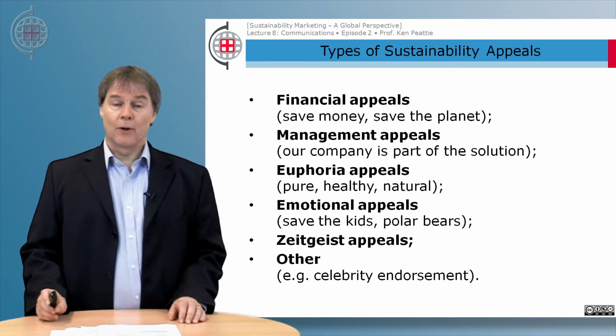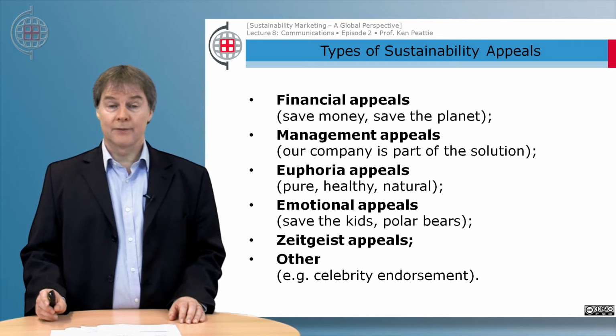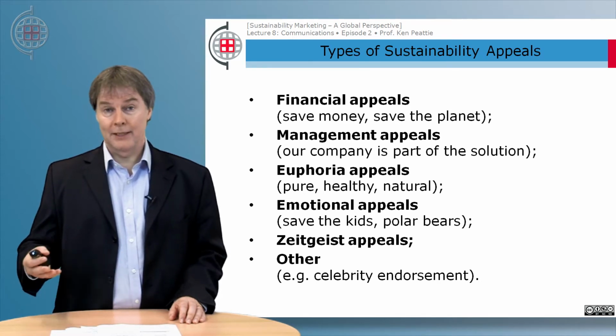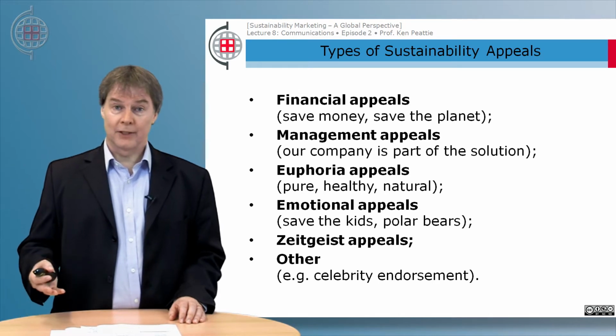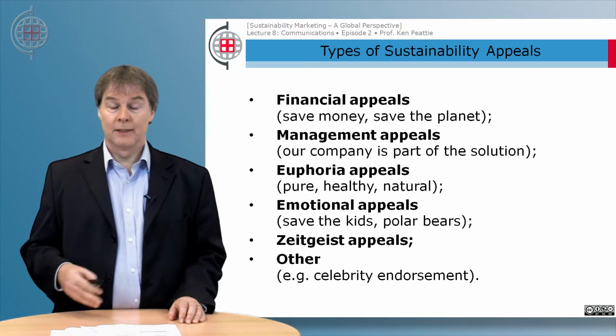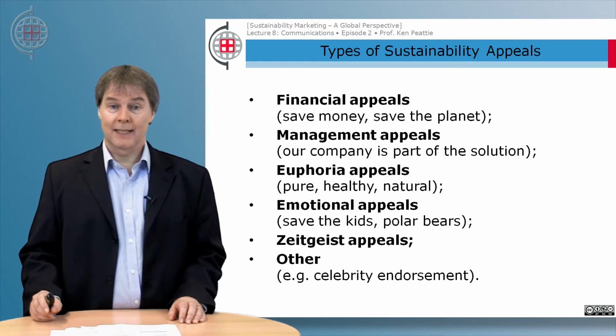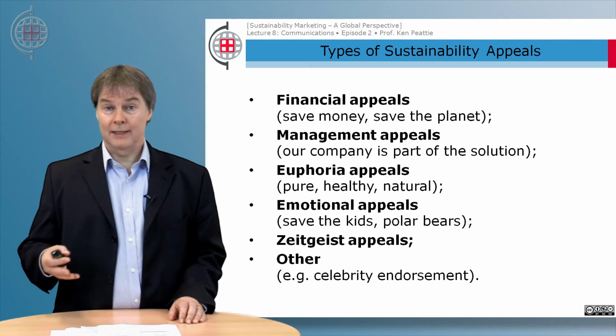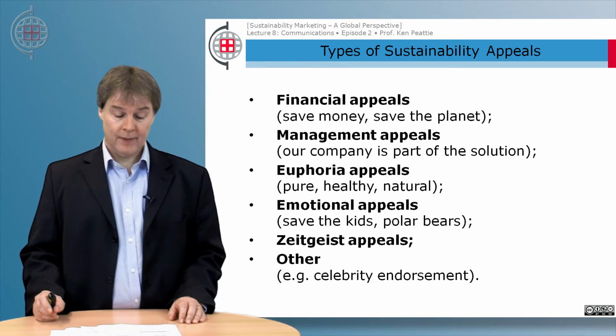There are several types of sustainability appeals that marketers can use to try and reach their consumers. The first one, and one you'll commonly find used, is financial appeals, particularly where a particular sustainability solution is aiming to save customers money as well as saving resources. So a low energy house, for example, or a fuel efficient car, or a low energy light bulb can be marketed to the consumer not just on the basis of it being good for the planet, but on the basis of it being good for the consumer in terms of saving money.